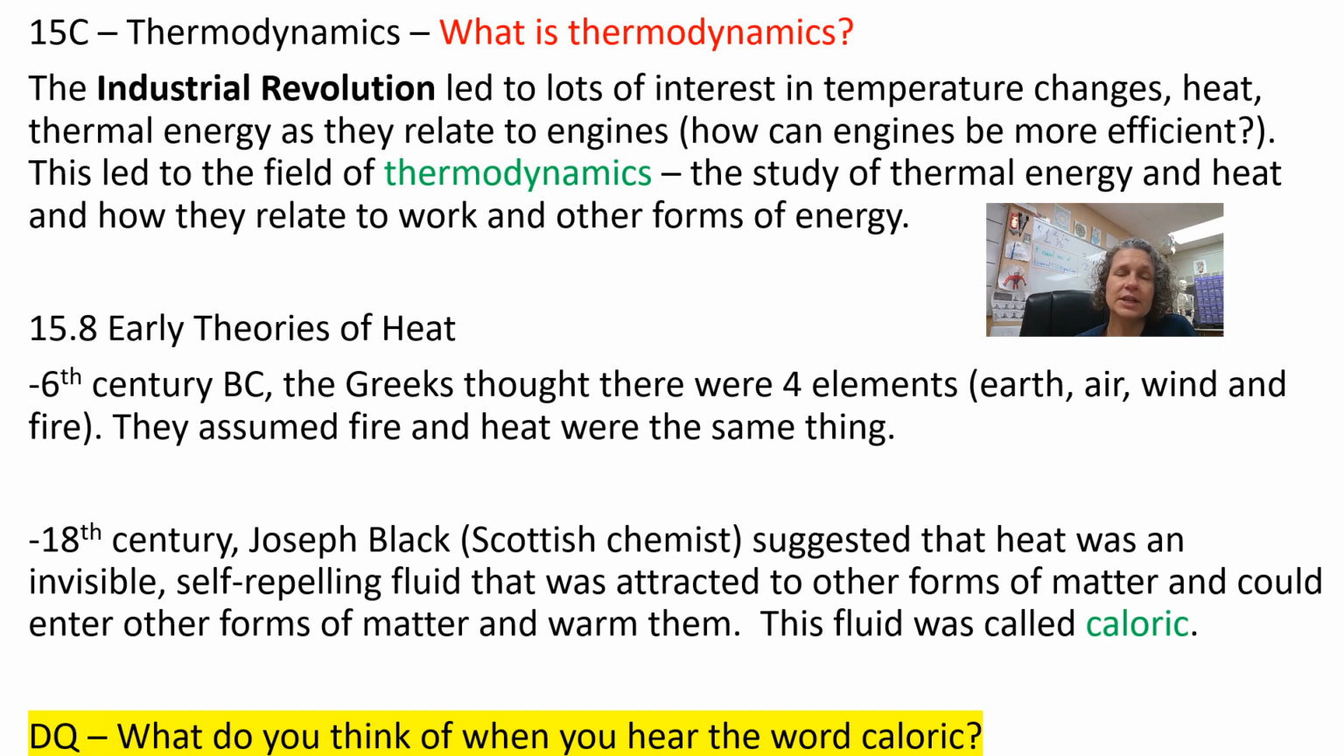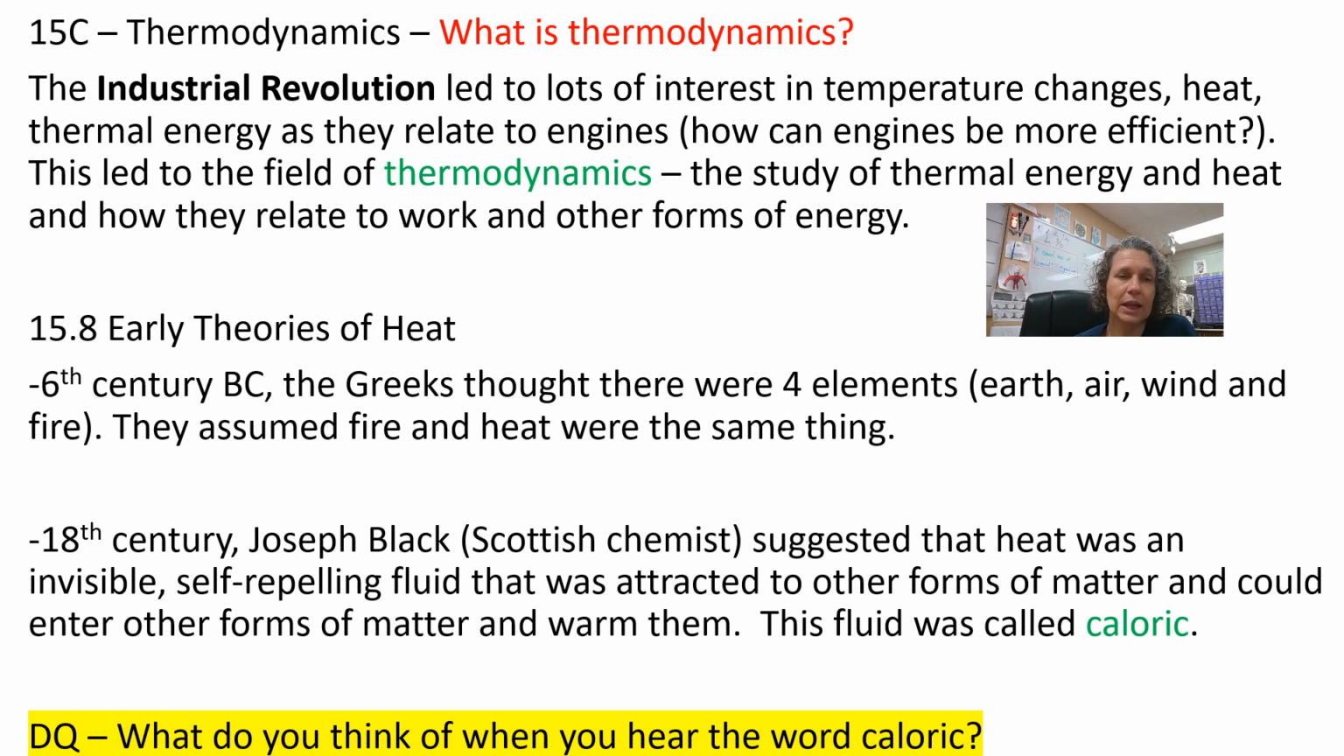Of course, we had the Greeks who have a thought on everything. They said there were 4 elements: earth, air, wind, and fire. And they never really gave it a lot of thought. Actually, they just said, okay, heat and fire are the same thing. And we went with it. We were like, all right.